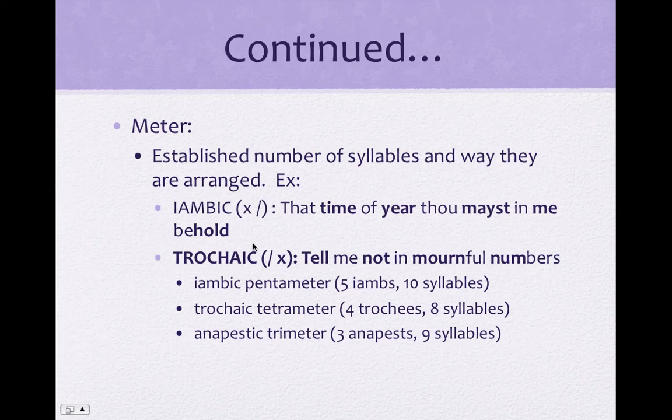Trochaic comes from having the stress on the first word of each pair. So it would be "Tell me not in mournful numbers." And the way you do this best is by beating it out with your hand. So you tap on the desk and you can follow along. You say, "That time of year thou mayest in me behold." When you add in the number of syllables, that's where you get the meter.